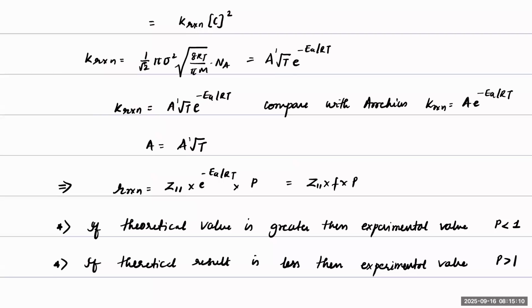Understood? That's the difference between Arrhenius and collision theory. As per collision theory, temperature is a dependent factor, but as per Arrhenius theory, K is an independent of, sorry, I mean not K, A is an independent factor of temperature. Okay.